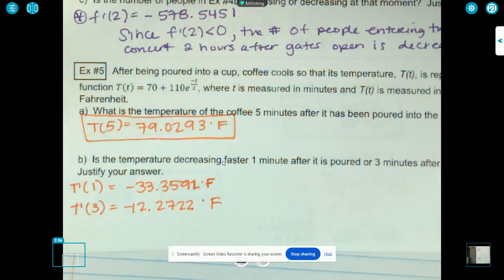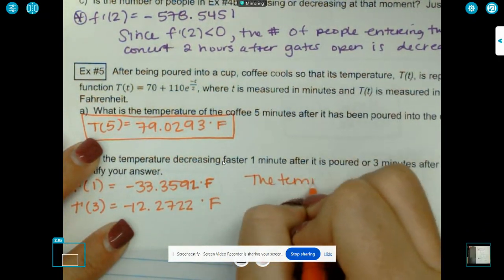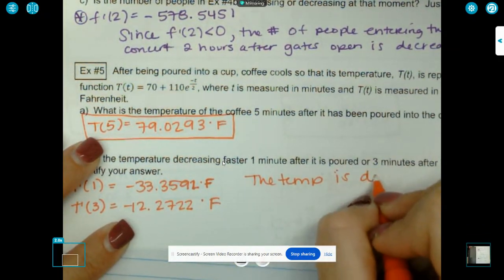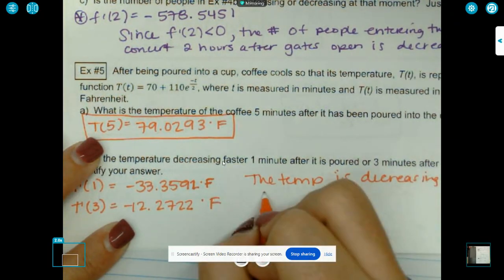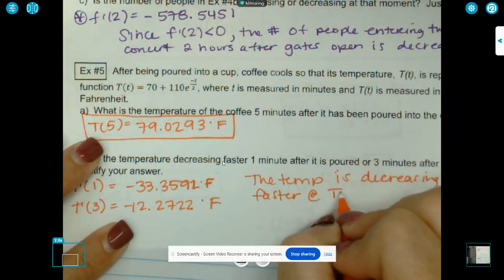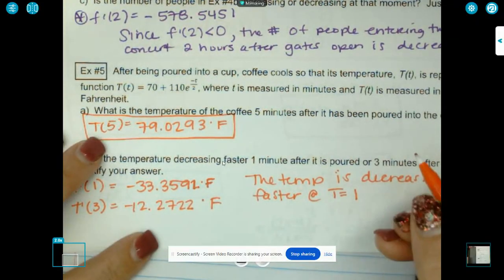All right, so what can you tell me? In general words, like if you're talking to your friends. All right, the temperature is decreasing faster at T equals 1. Okay, I'll give you that. The temp is decreasing faster at T equals 1. Why?